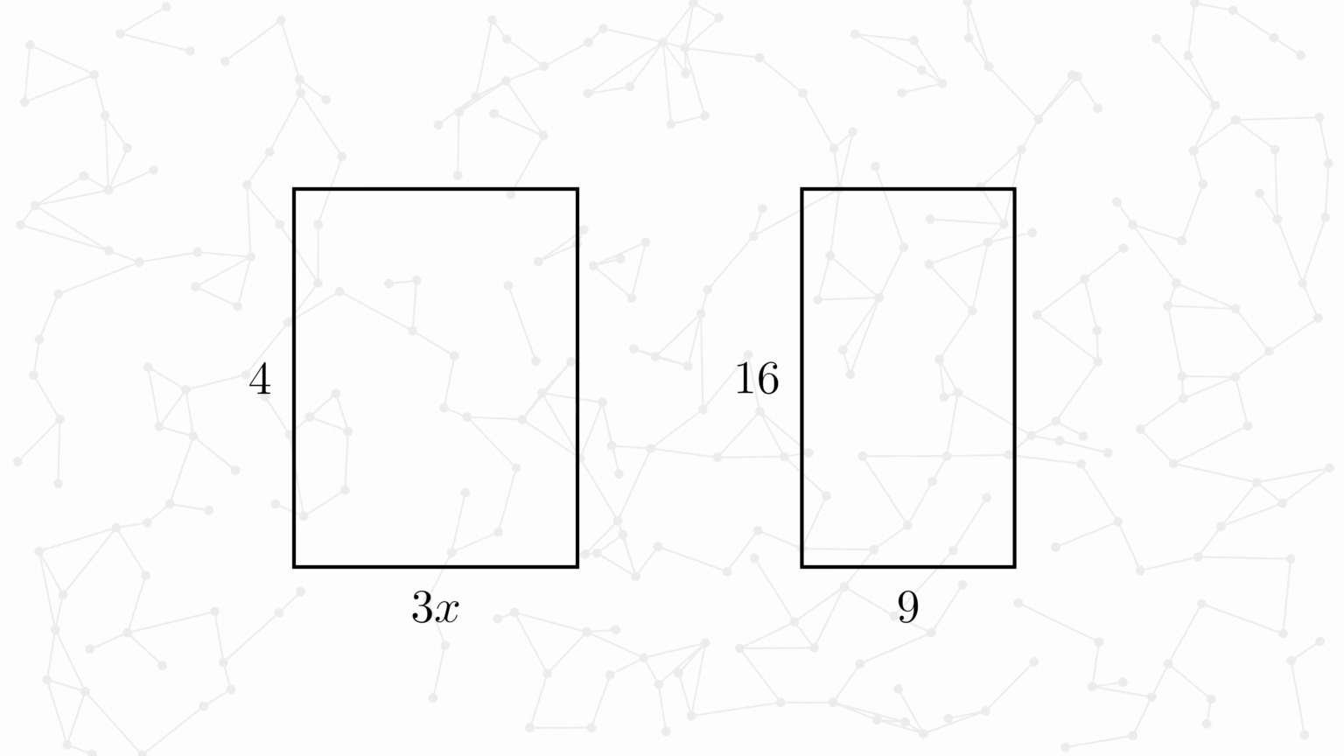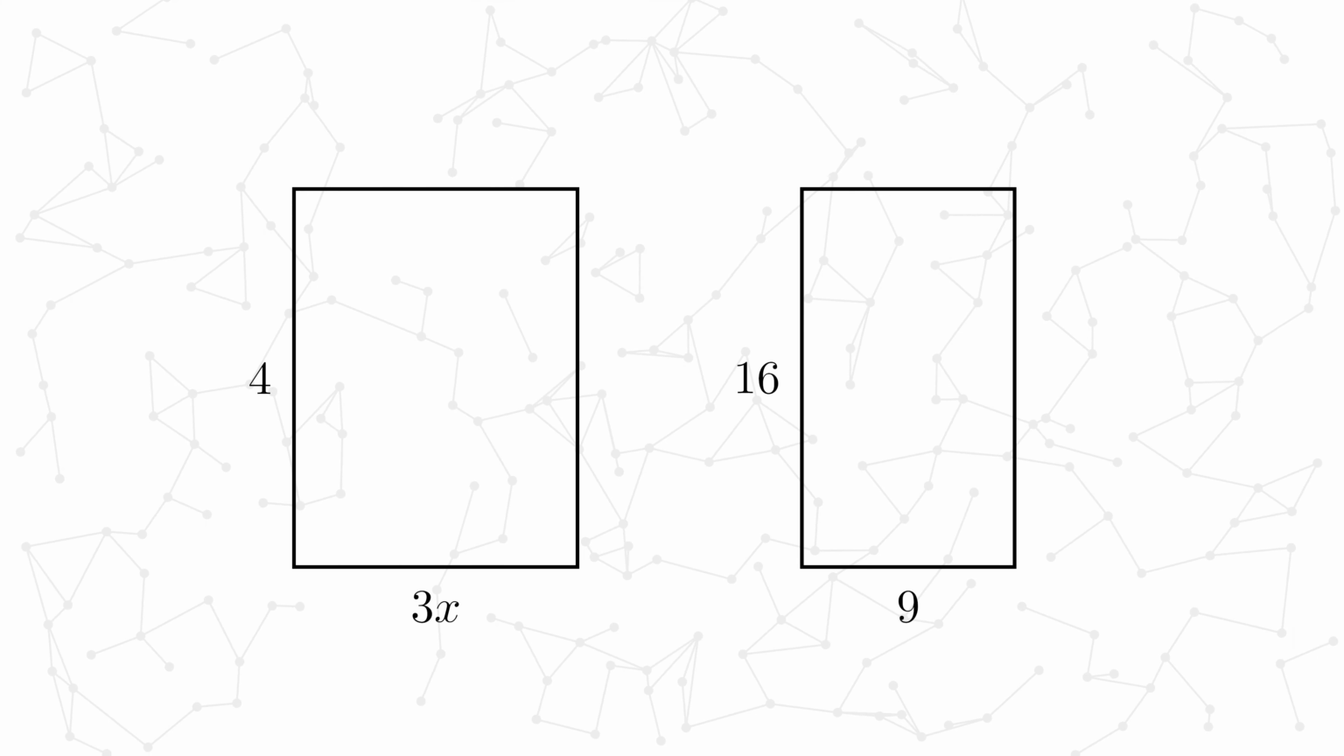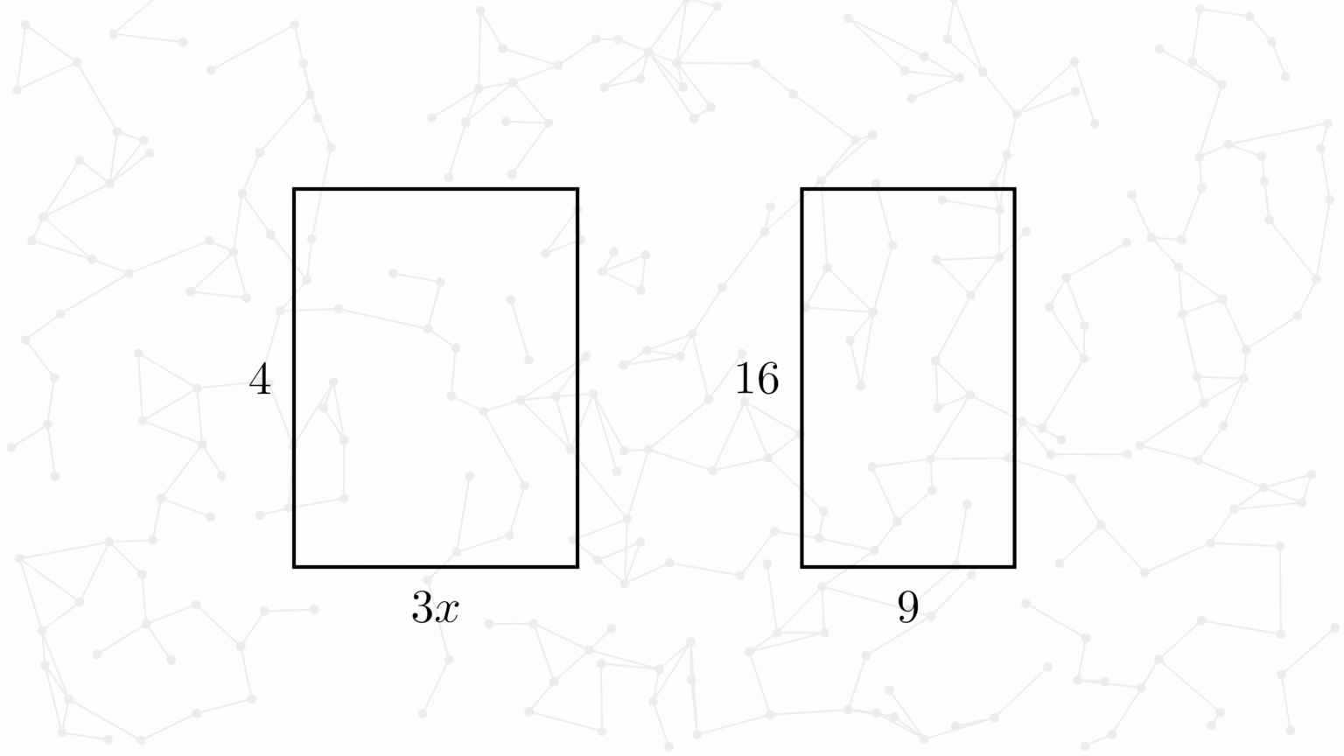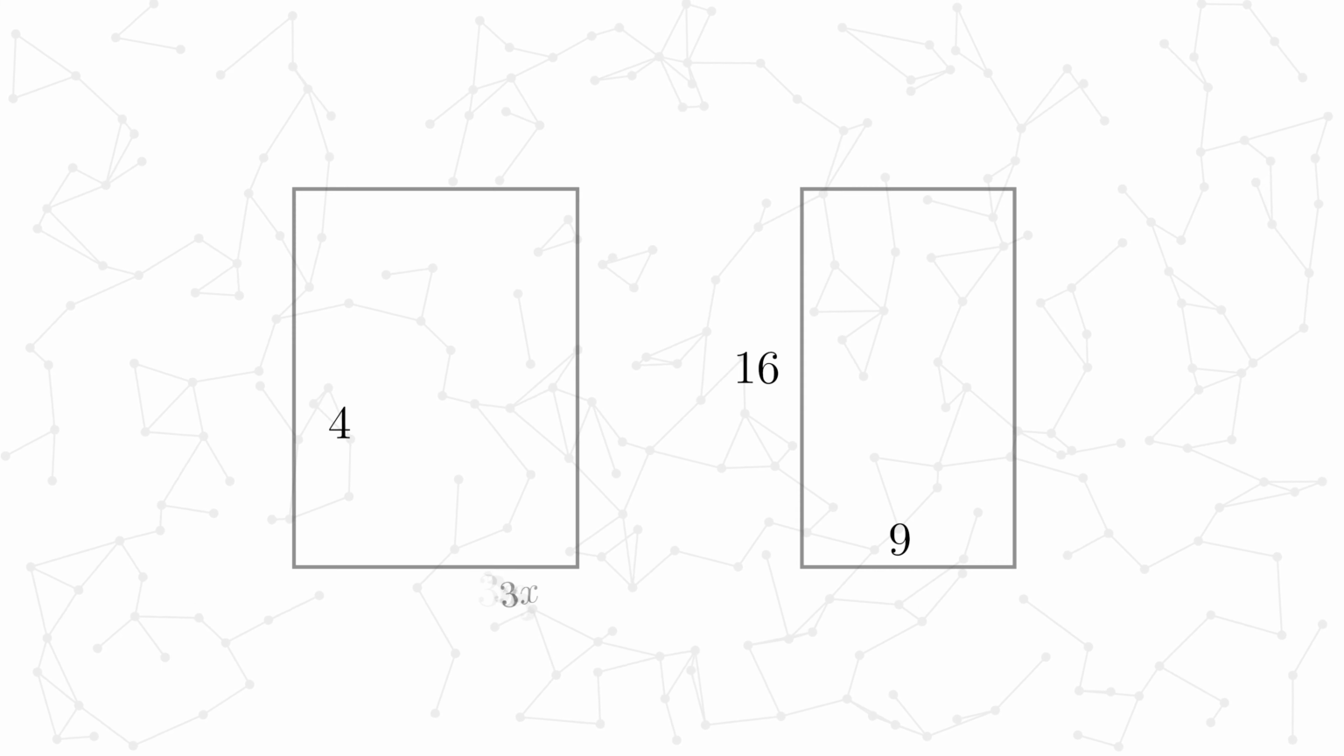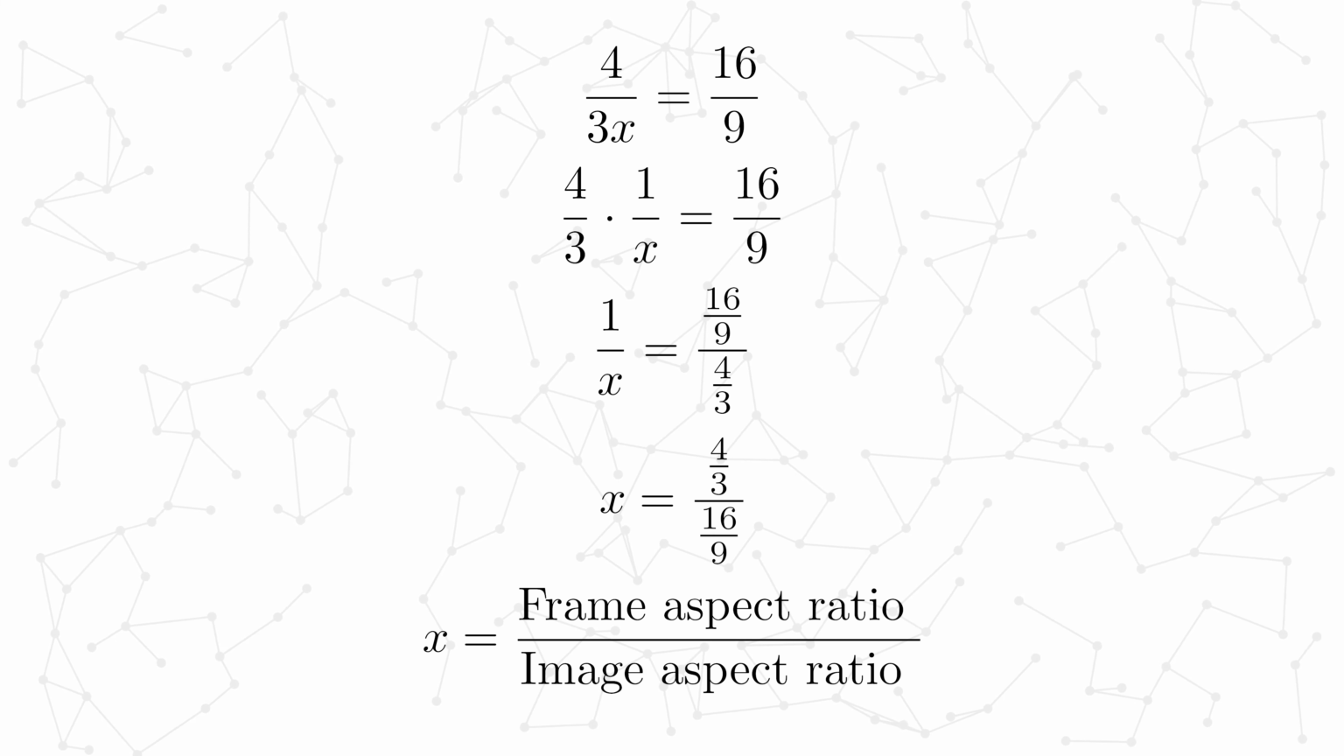The question we're asking is what factor do we multiply the side of length 3 by in order for the aspect ratio of the first rectangle to equal the second? It's a simple equation, and when we solve for x, we get the following.